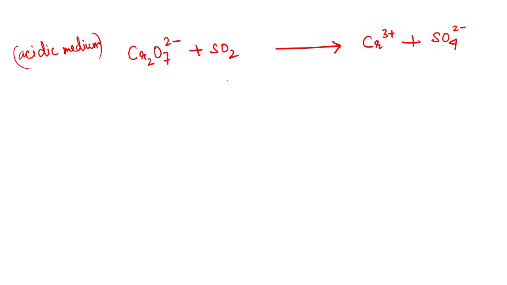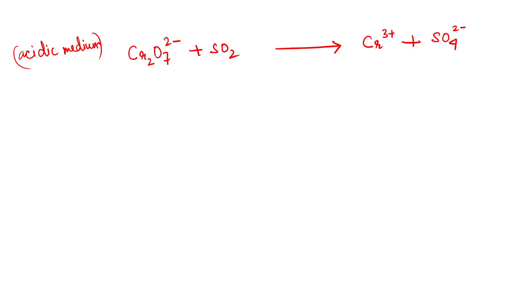Now how to balance this reaction? For balancing this reaction, first step is that we have to find out the oxidation state of each of the atoms. So let's begin. I hope that you all are familiar with how to find the oxidation state, so I'll not use much time for it, and I'll be directly writing the values of the oxidation state.